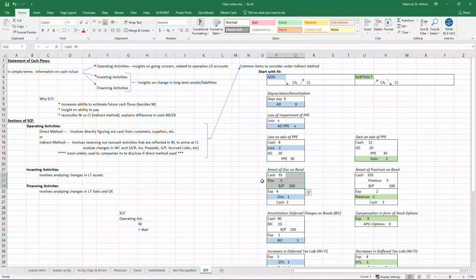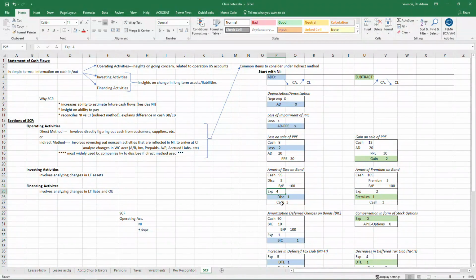When you recognize interest, periodic interest, and by the way, I'm just making up these numbers so that you see the flow of information. When I amortize this discount as a credit, okay, I'm making the expense greater than the cash outflow. So what we're doing is we're making net income go down by 4 because of this expense. But technically the cash outflow was only 3.